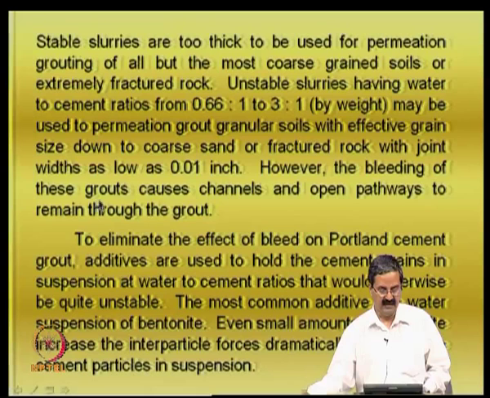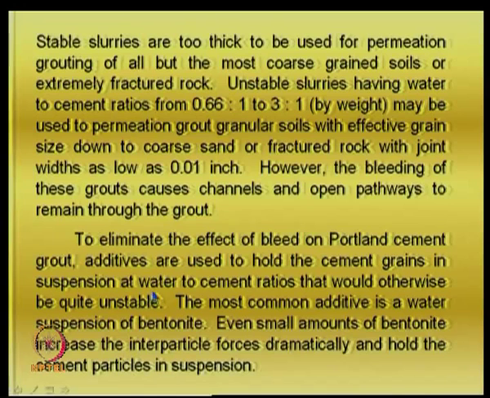The bleeding of these grouts causes channels and open pathways to remain throughout the grout. To eliminate the effect of bleeding on the Portland cement grout, additives are used to hold the cement grains in suspension at water-to-cement ratios that would otherwise be quite unstable. So, we also add some sort of additive, and the most common additive is the water suspension of bentonite.